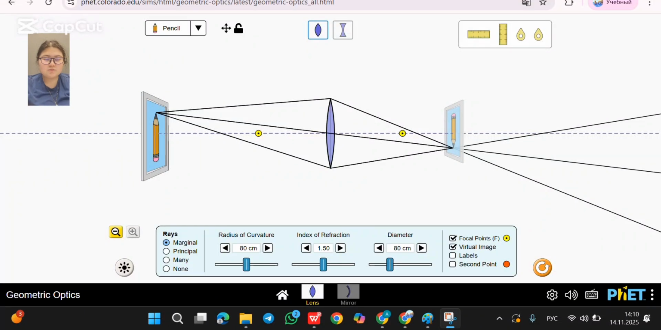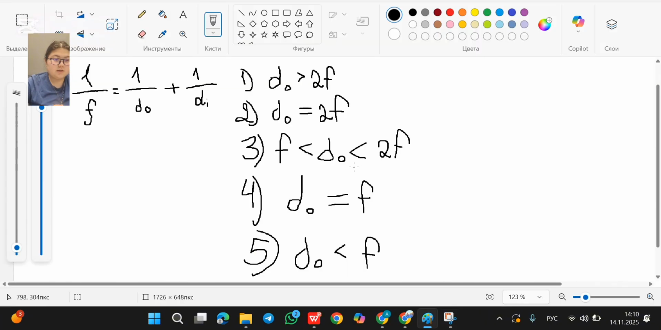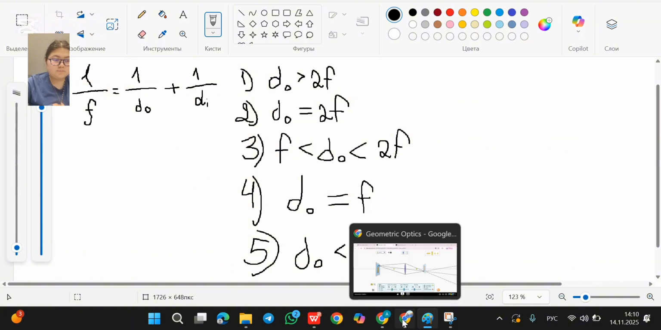Hi guys, today we're doing an experiment on geometrical optics. We're going to use a simulator and move objects to different positions and observe their image. We're going to test 5 different conditions and observe how the image changes. This is the formula of our focal length.